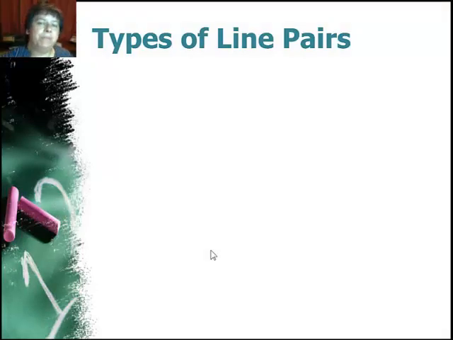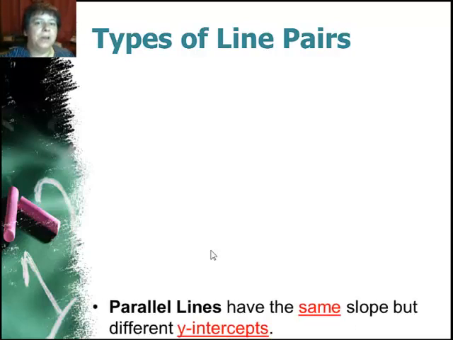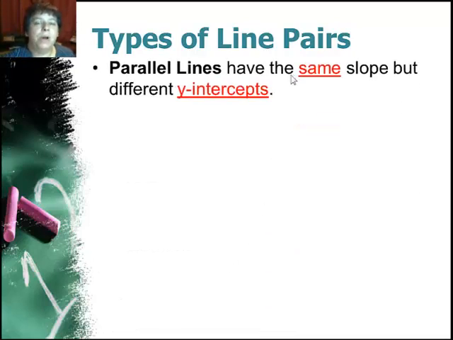So after we played with the video where we had the slopes and things, let's talk about some of the different pairs. We already talked about parallel lines. Those have the same slope and different y-intercepts. Remember that the slope stayed the same even when I slid the line up and down. So parallel lines, the slopes always matched.